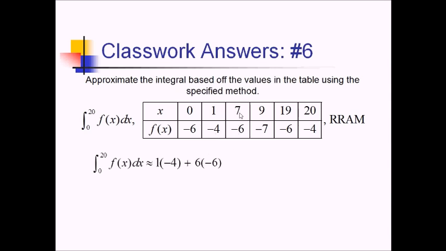Base of 2 times a height of negative 7, plus a base of 10, that's a big jump, times a height of negative 6. And then finally, base of 1 times a height of negative 4. So this is negative 4, minus 36 is negative 40. This will make it negative 54. This will be negative 114, and then negative 118.